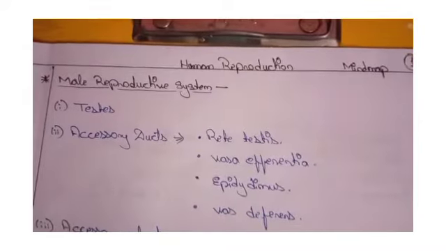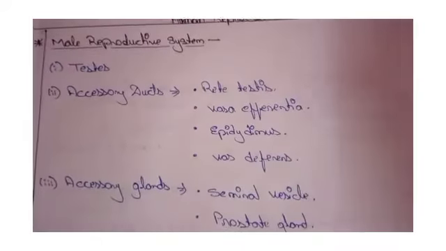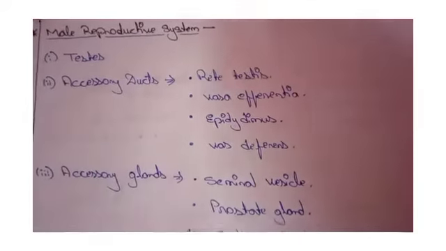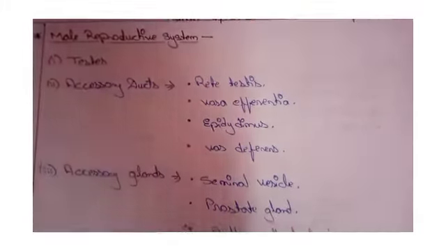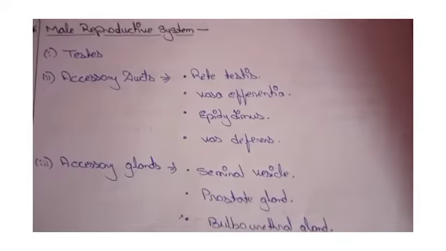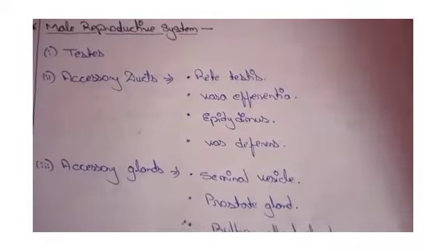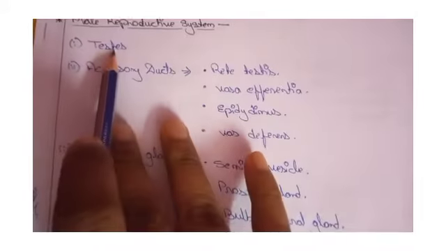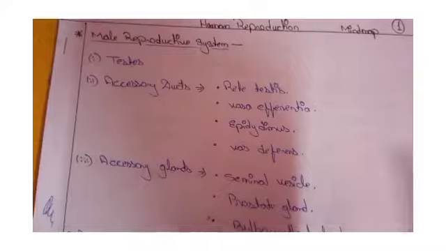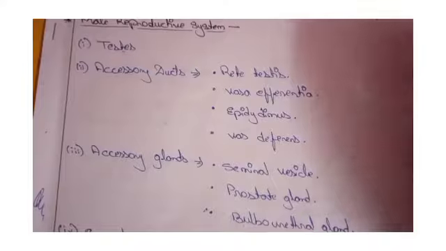Okay, so let's start. At first I will discuss the male reproductive system, then I will discuss the female reproductive system. The male reproductive system has two divisions, primary sex organ and secondary sex organ. The primary sex organ is the testis, which is also called the gonad. And the secondary sex organ is this one, all of this.